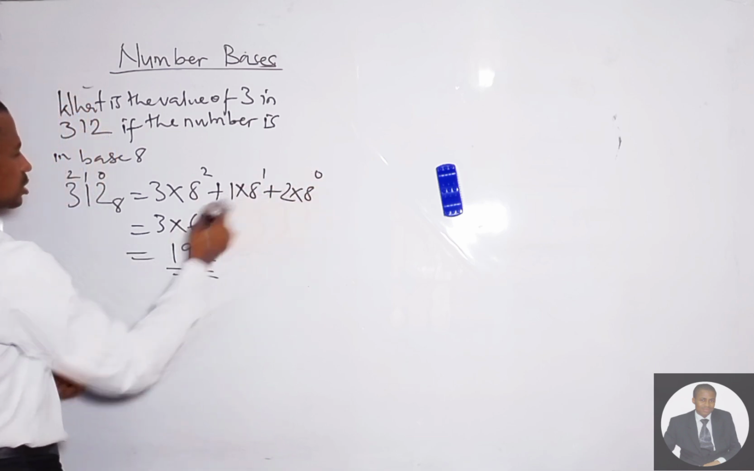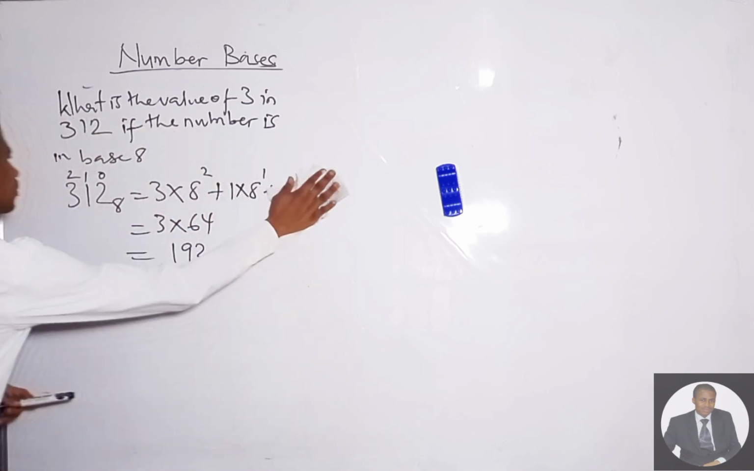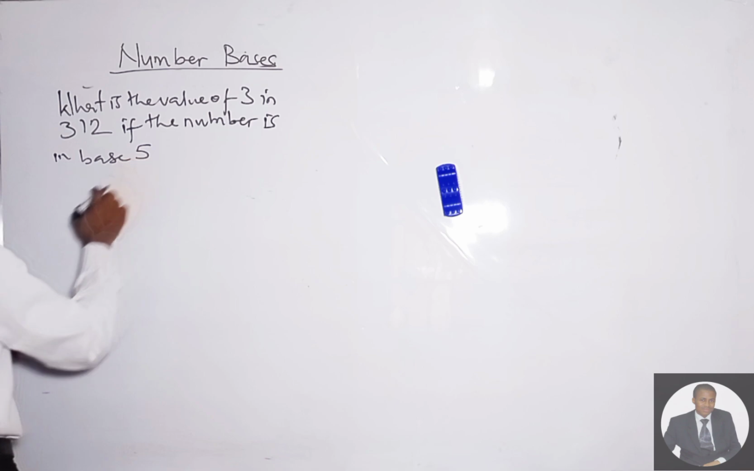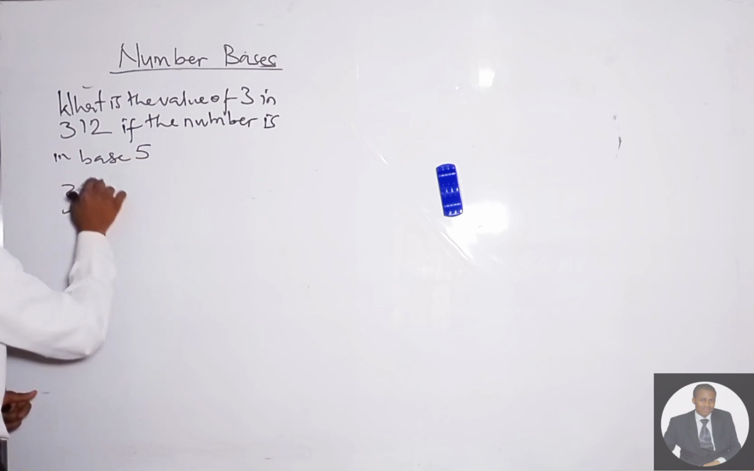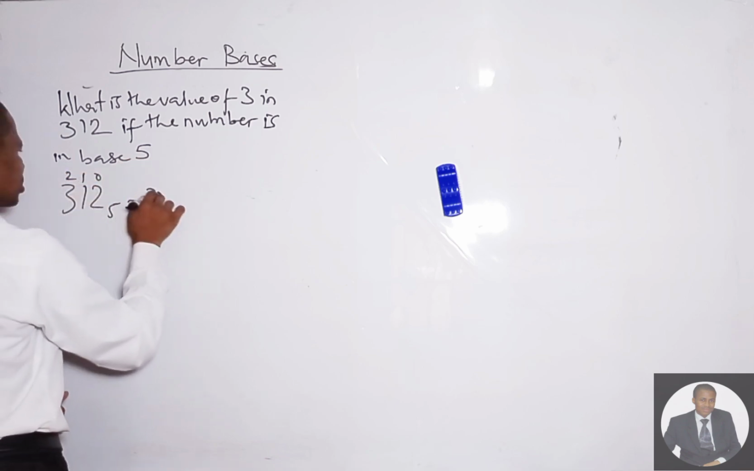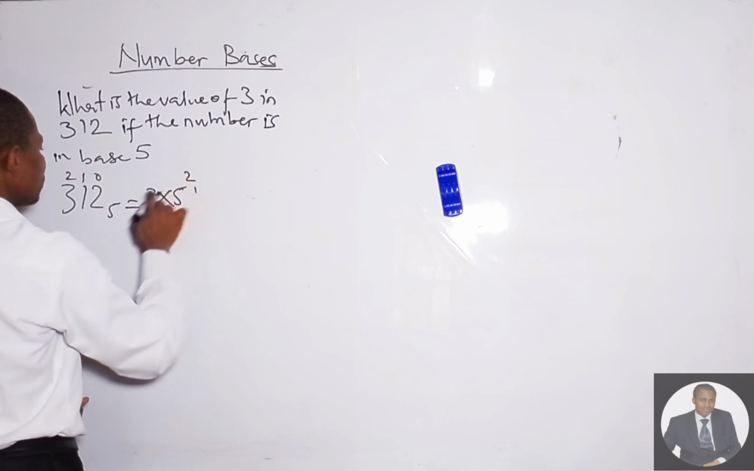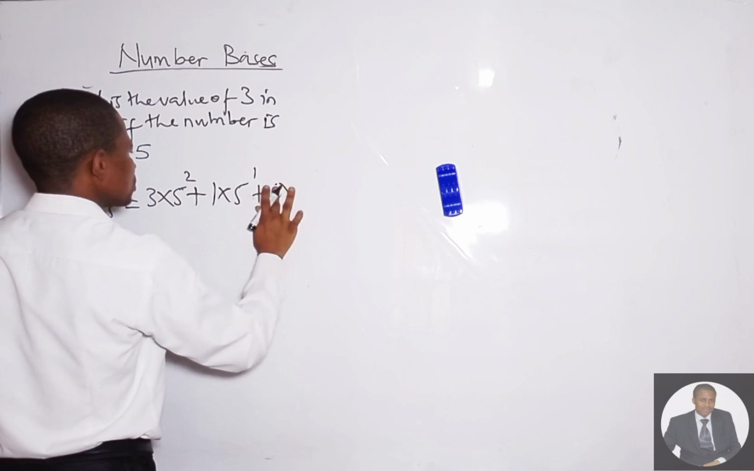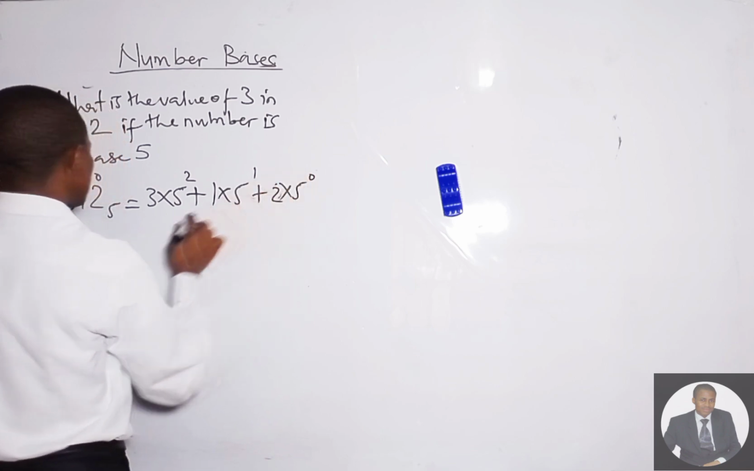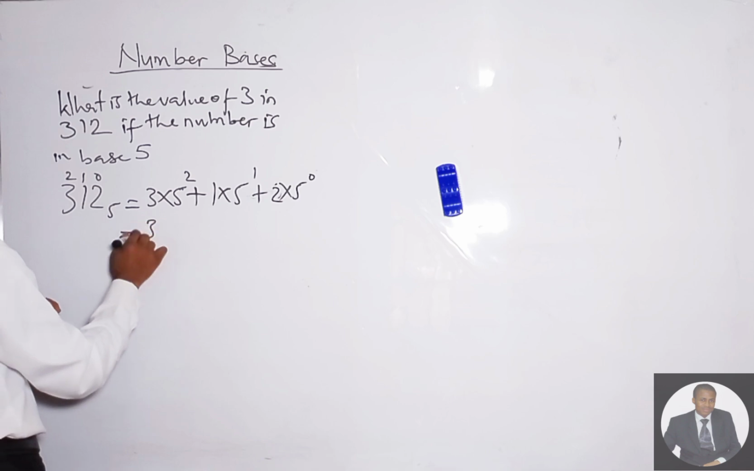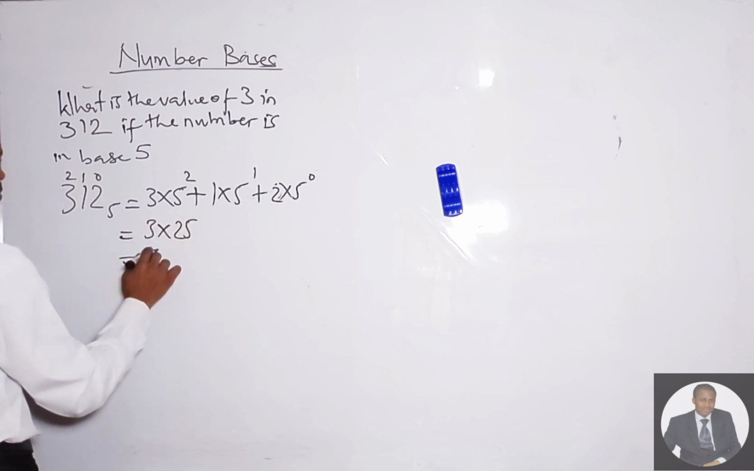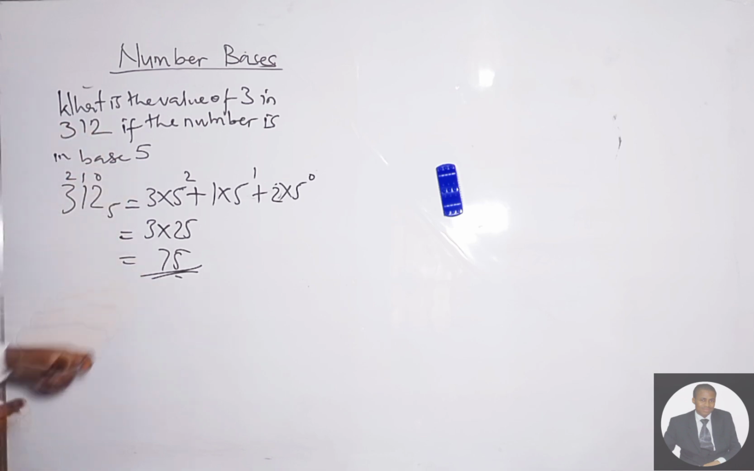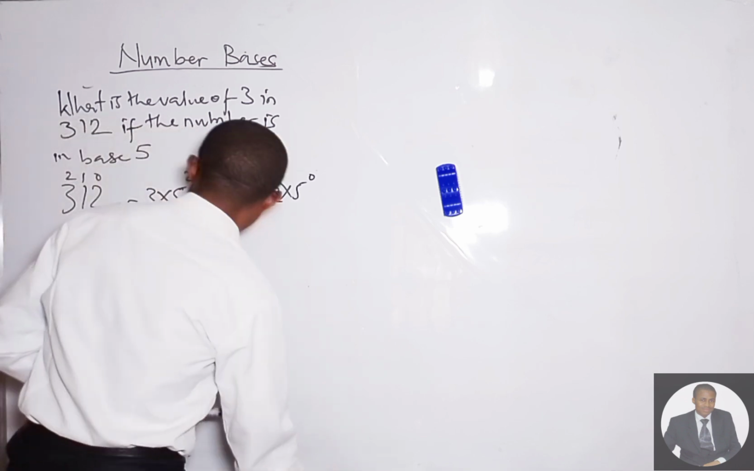Now, in base 5, that will be 312 base 5. So we have 3 times 5 raised to the power 2 plus 1 times 5 raised to the power 1 plus 2 times 5 raised to the power 0. We are concerned about the 3. So this will be 3 times 25, and that will be 75. So the value of 3 in 312 in base 5 is 75.